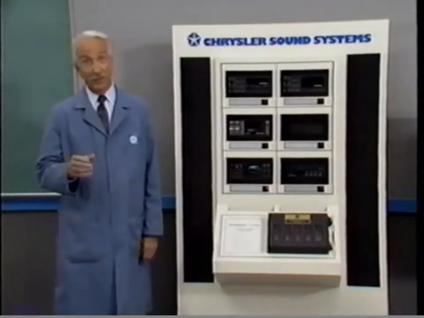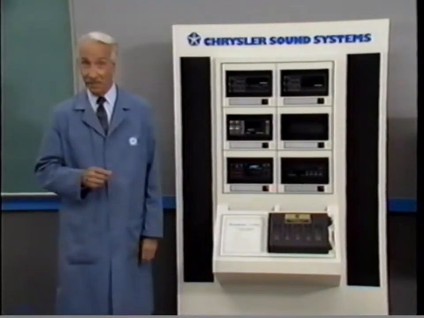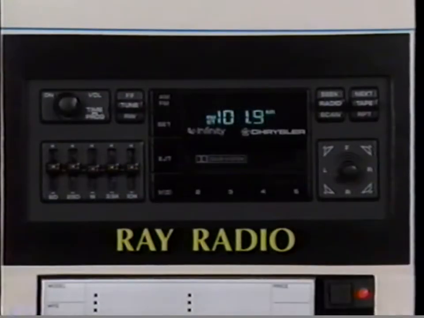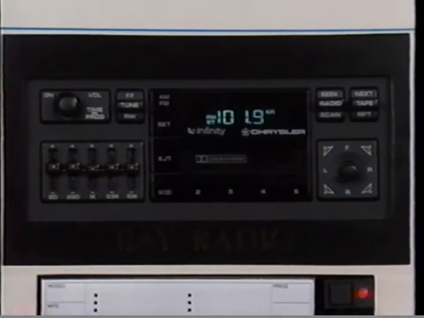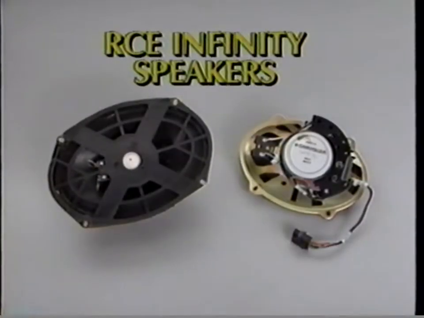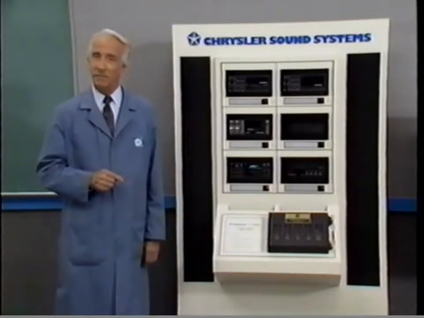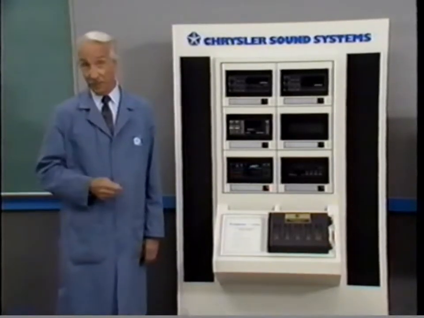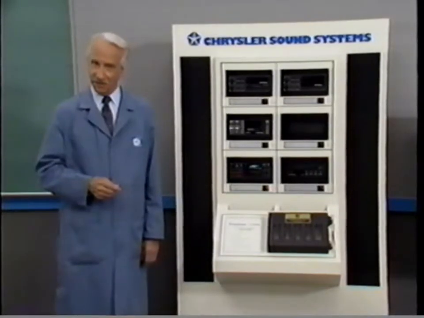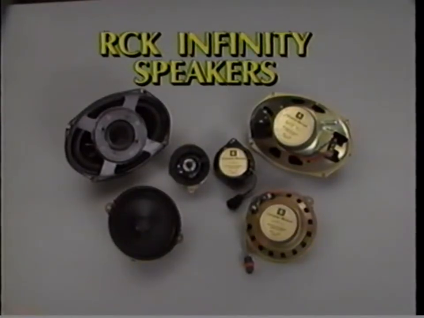The Chrysler Infinity 2 sound system includes the newly designed RAY radio and the same RCE speakers as the Infinity One system. As with the Infinity One, the location and type of speakers will vary according to the vehicle. New for 1991 is the RCK speaker system. When added to the RAY radio, the RCK speakers create the RS sound system.